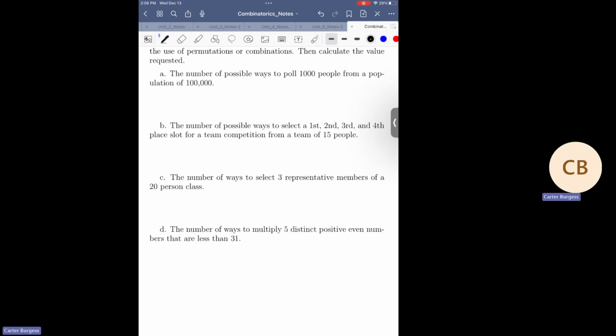So 1,000 is the ones that I am choosing from my larger subheading. So 100,000 is going to be, think of these as the number of slots that I have to fill. And so the number of ways that I can fill 100,000 slots is 100,000 factorial, some obscenely large number.